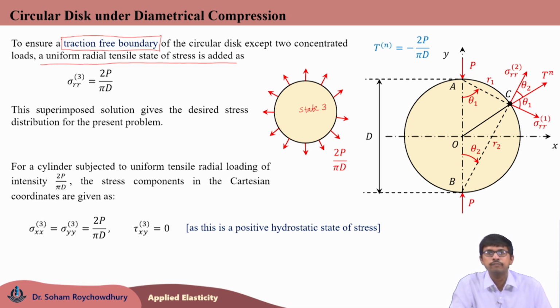So, this is a kind of hydrostatic state of stress with the hydrostatic pressure value being a positive one. That is the third state of stress, sigma xx, sigma yy both are 2p by pi d, which is a constant, and tau xy is 0 for this third uniform radial tensile state of stress.